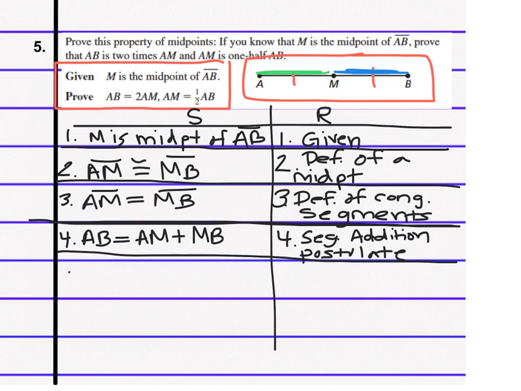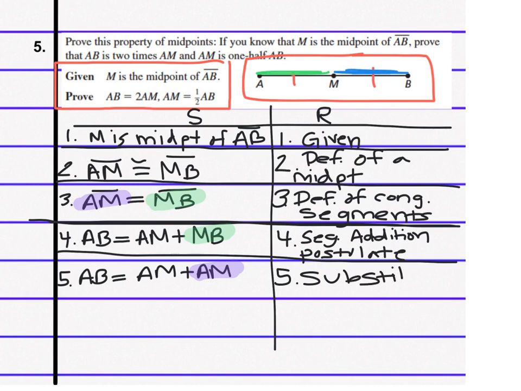Okay, then let's say that AB is also equal to AM plus AM. Why can I do that? What did I do here? So instead of MB, I'm saying AM. Why can I do that? Because they are equal from line 3. That's why I can do that. So what did I do? That would be substitution. I substituted AM for MB because they are congruent and equal.